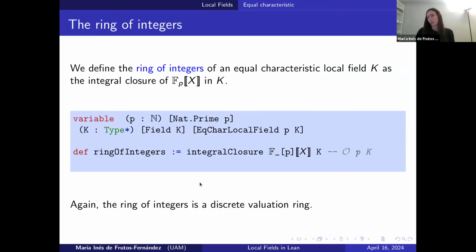Okay. And as we did in the mixed characteristic case, we can now define the ring of integers as the integral closure of power series in K. But again, keep in mind that this is not actually defined as power series, but we have shown that this is isomorphic to the ring of power series. And we again get for free that the ring of integers is a discrete valuation ring.